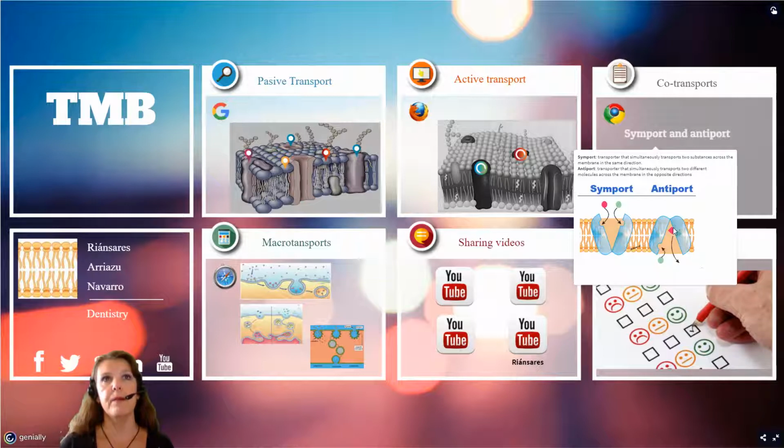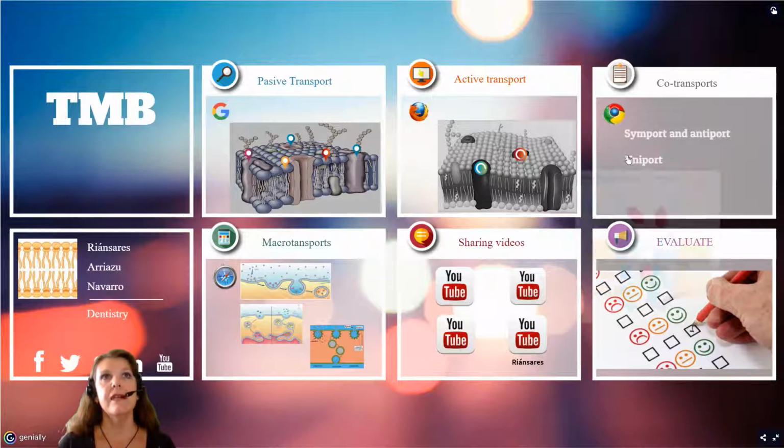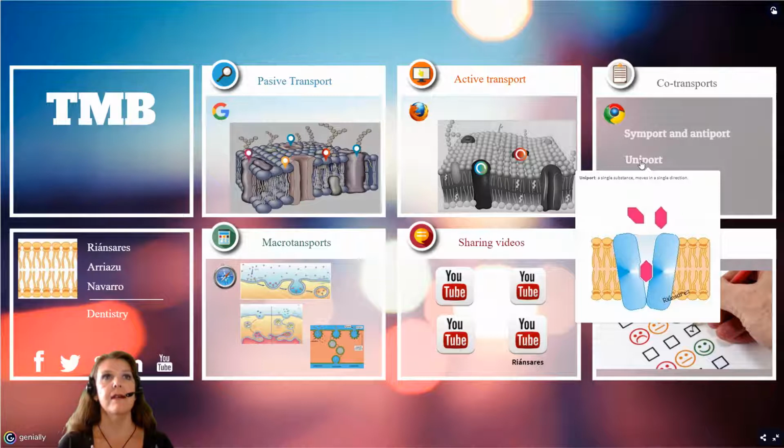For example, the pink one is going to be inside and the green one moves outside. Okay, they are going to move in opposite directions. The term uniport means that a single substance moves in a single direction.